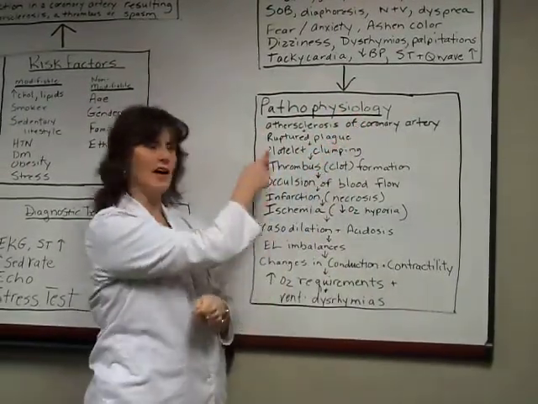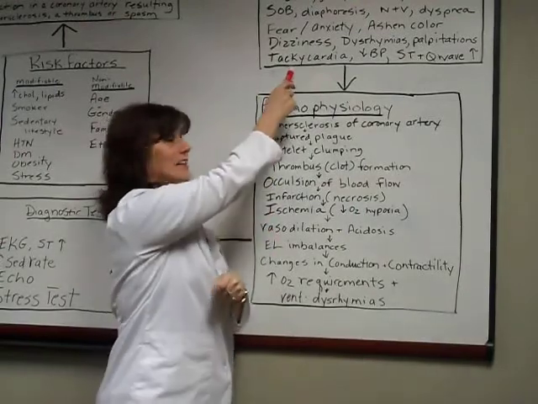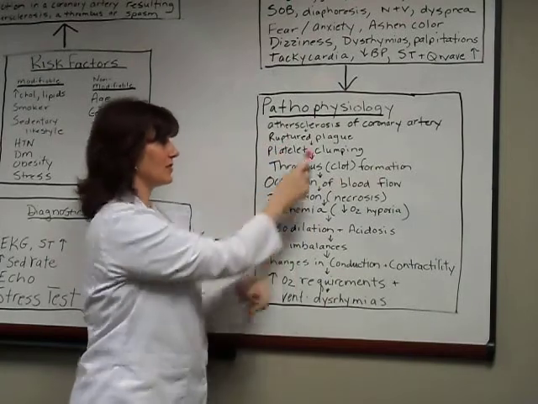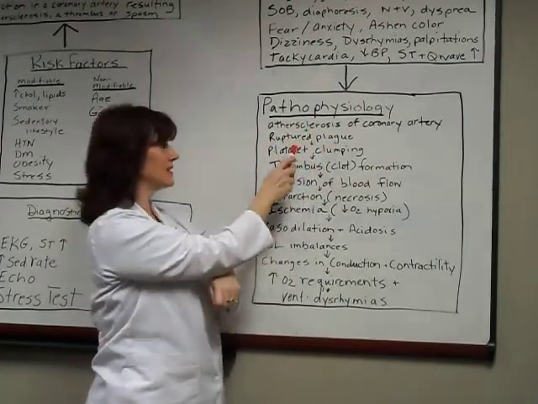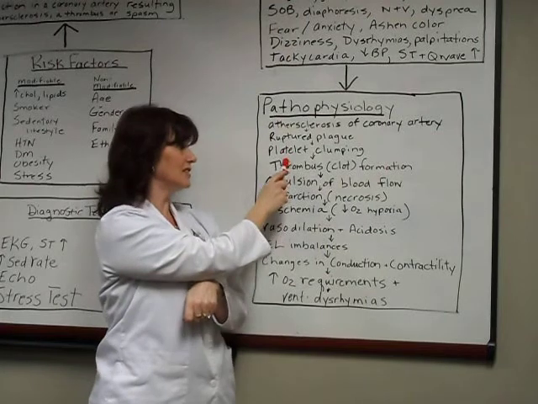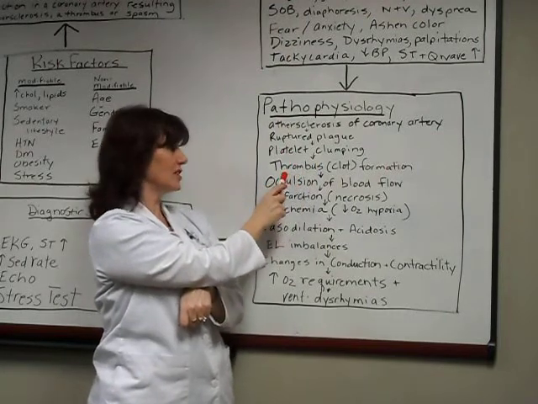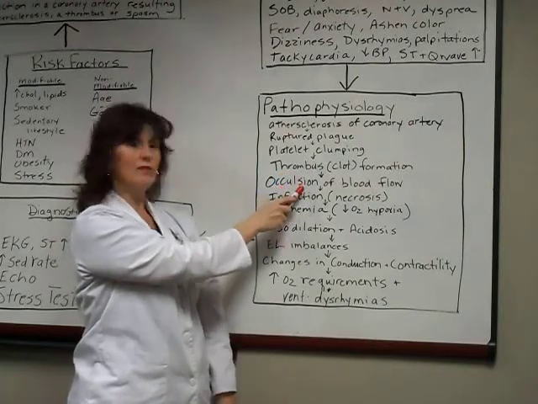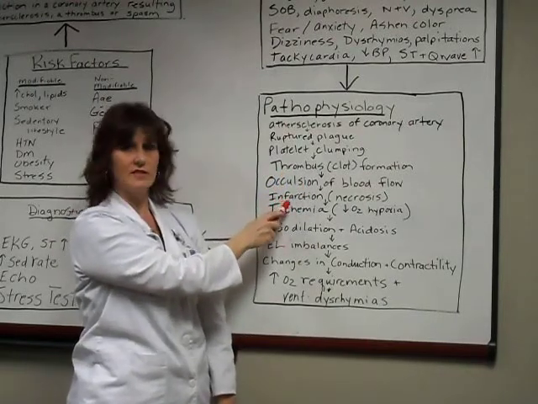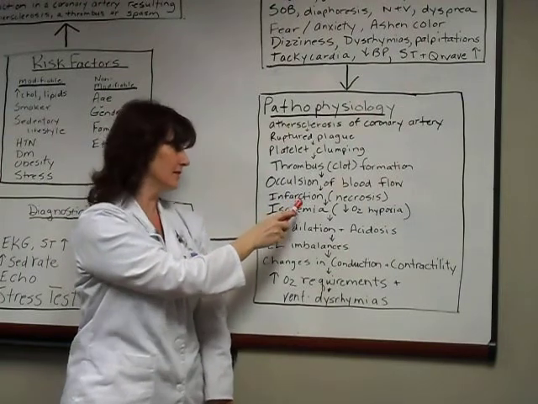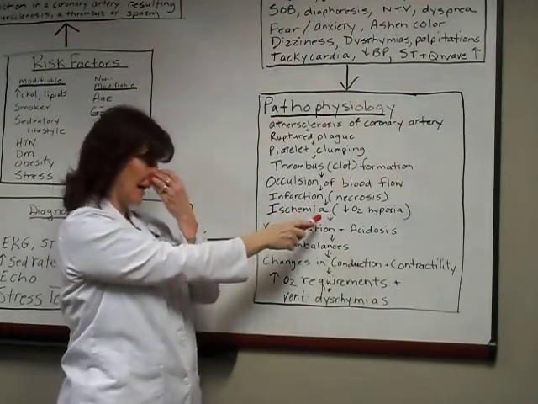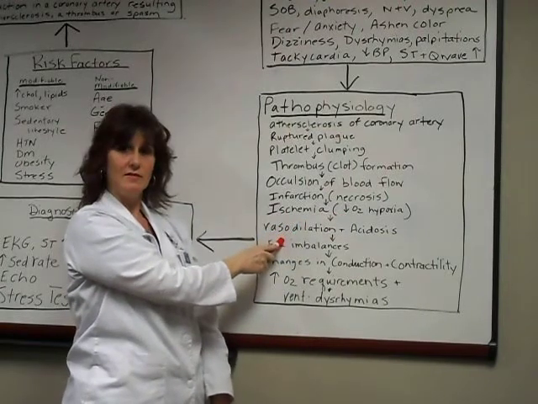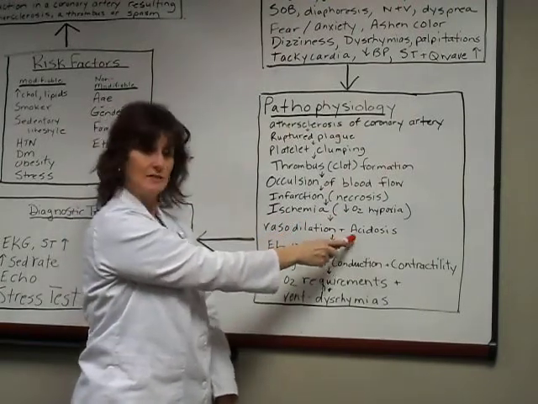This is what is going on in the body that causes these signs and symptoms. In an MI, we have atherosclerosis of the coronary artery. This leads to ruptured plaque, which leads to platelet clumping, which leads to a thrombus or a clot formation. That causes occlusion of the blood flow, which causes an infarction or necrosis. Ischemia, which is lack of oxygen or hypoxia, leading to vasodilatation or acidosis.